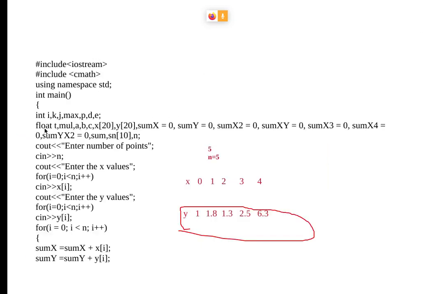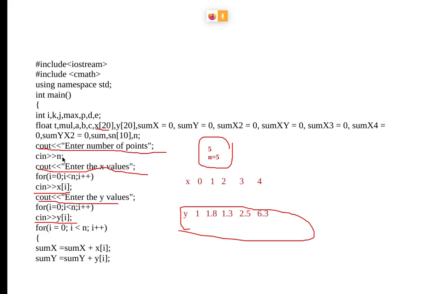So let's start first. See here, first I need to get the value of n. N is the number of data points. Here in our example I have taken n as 5, that is we have 5 data points. So it will be stored in n, that is scanf in n. Then next I need to get the x values. For storing the x values I have used an x array and I have declared the x array as a float array, x of 20, and then enter the y values and take the y values into the y array.